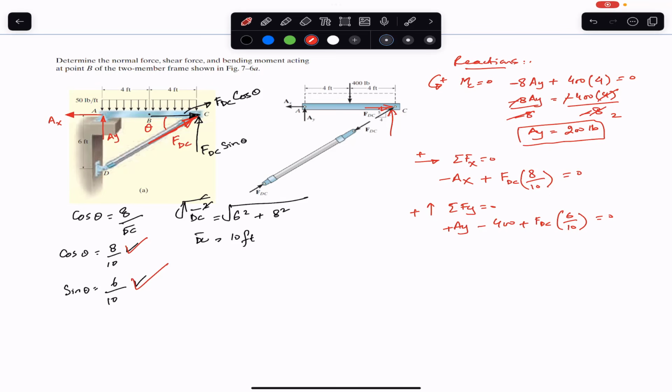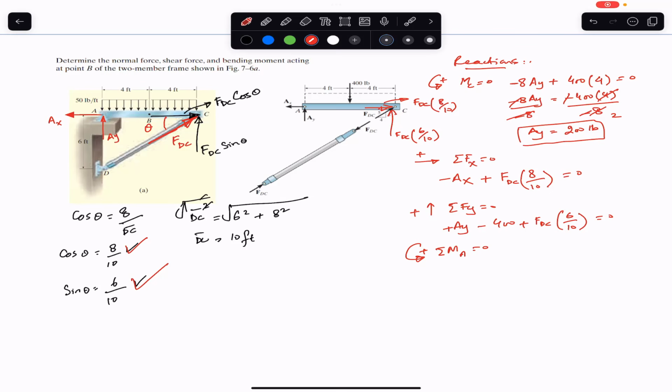Now again we have another equation in which we have two unknowns, and as a whole we have two equations, but we have three unknowns: Ax, Ay, and FDC. So this will not give us the solution, so we have to apply another equilibrium condition, and we have to apply the summation of moment about point A equals to 0. The counterclockwise moment is assumed to be positive. So now we can see that this is FDC 8 divided by 10. This is the cos component, and this one is FDC 6 divided by 10.